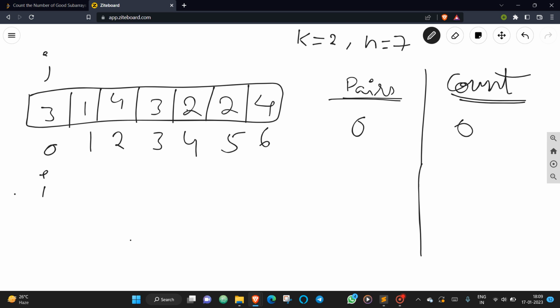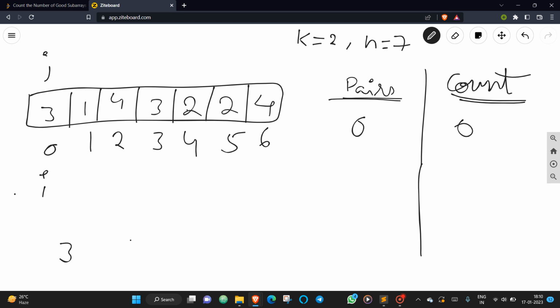initially you take two iterators i and j pointing to the first element, and now you start counting the frequency of each element. See, now you're standing on 3 and increment your frequency in your corresponding map, and then you check whether it is making any pair with the previous elements or not. Since it is the first element, it is not making any pairs with the previous element, right?